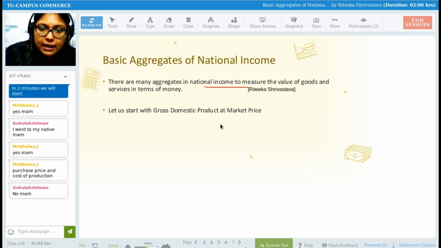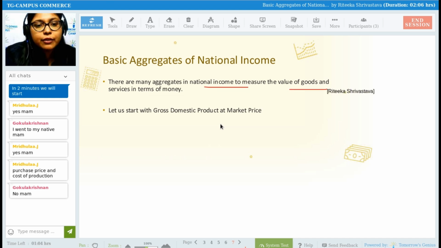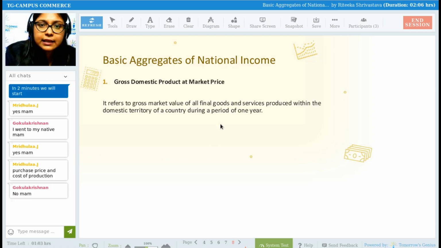So now there are many aggregates in national income to measure the value of final goods and services. Let us understand each term. Very simple. We have understood all the terms, right? We know what is gross, net, domestic, national, factor cost, market price. Here they have combined different words, different terms, and made it one aggregate.